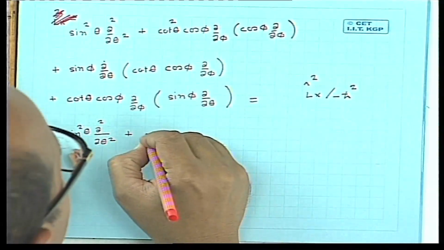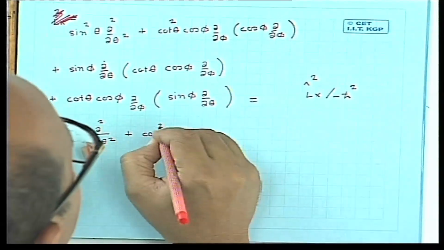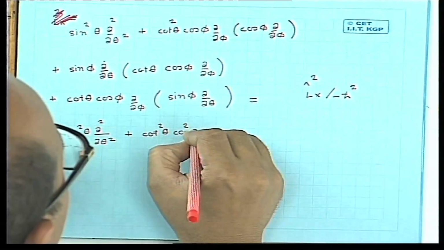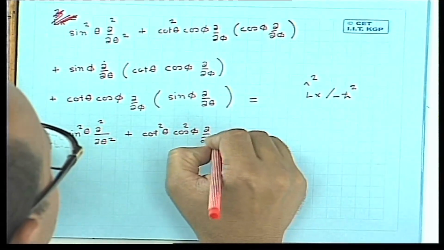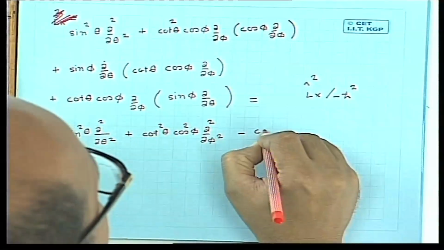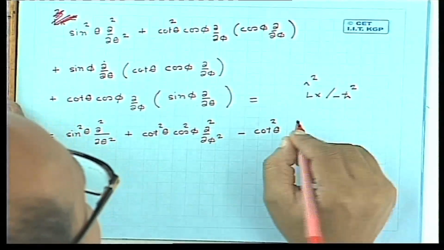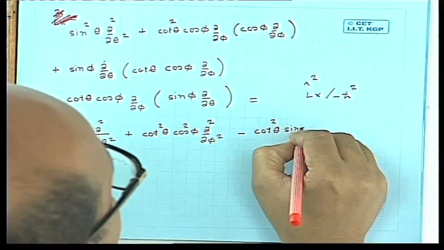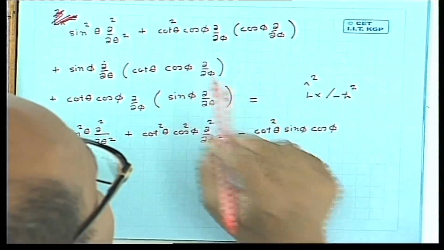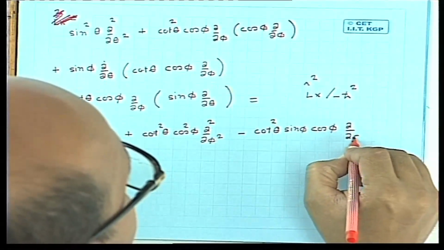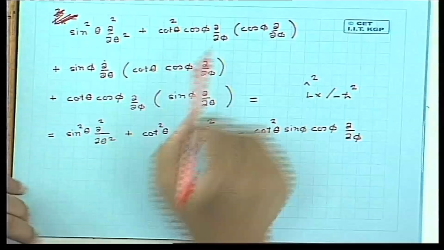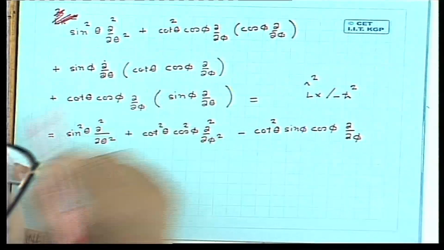So let me write down the first one of the terms first, cot square theta cos square phi del square by del phi square, and there will be one more term which is minus cot square theta sin phi cos phi del by del phi. This is this term.